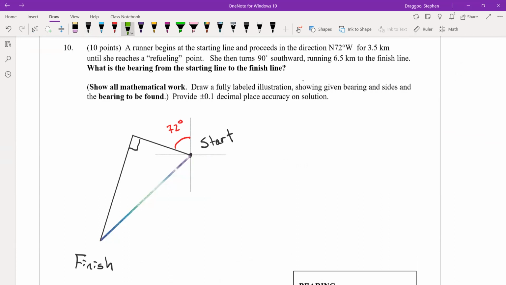So the angle I'm interested in, bearing from the start to the finish, that'll be this angle down here. I'm going to label it with a beta, since bearing, B, beta is a Greek letter. Sounds like it's the Greek letter for B. So that'll be the angle I'm interested in finding, that green one.